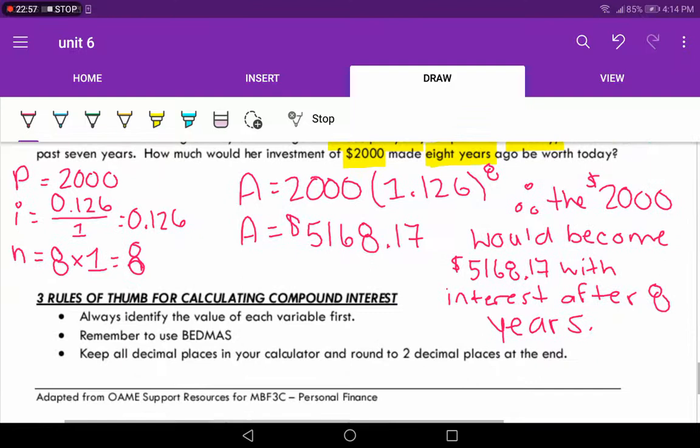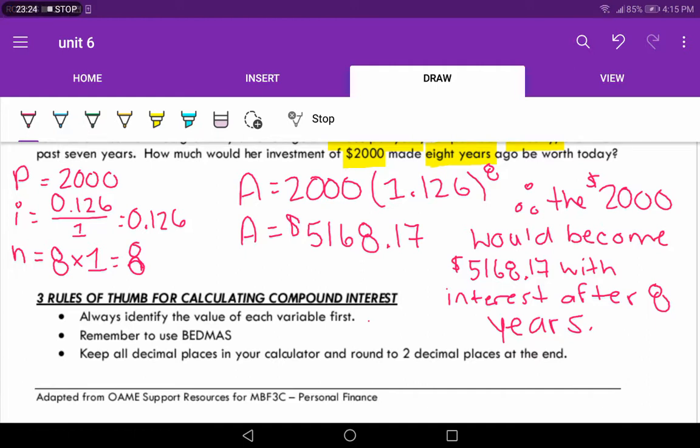Just some general rules that you want to keep in mind when you're calculating compound interest. Always identify the value of each variable first, which is what we've been doing kind of on the left-hand side each time. So writing out all of the variables and filling in the information you know. Remember to always use BEDMAS, so you want to make sure that you are starting with that bracket, then doing the exponent, and then finishing off with your multiplication.